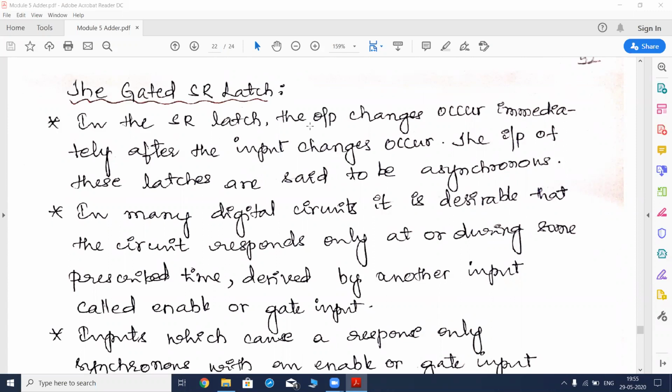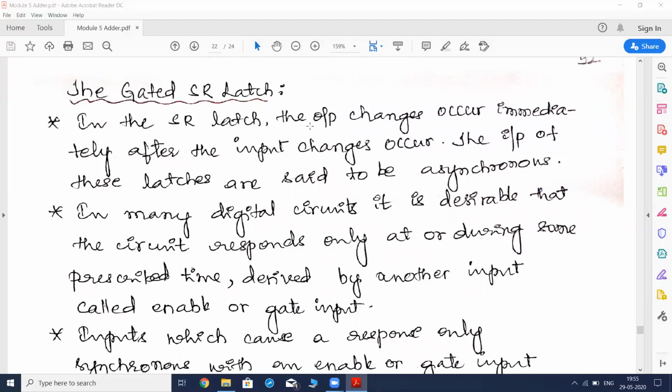In the SR latch, as we have already discussed, we get the output immediately once we give the input. Such inputs are called asynchronous inputs. In the SR latch, the output changes occur immediately after we give the input changes. So such inputs are called asynchronous inputs.